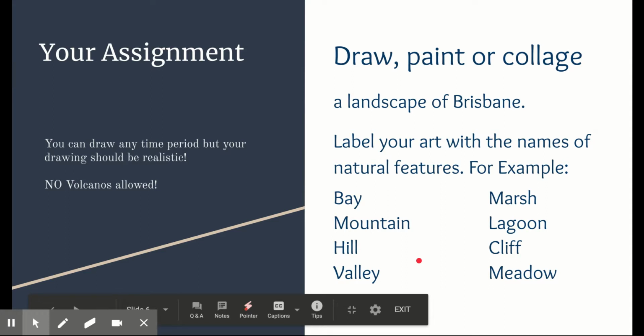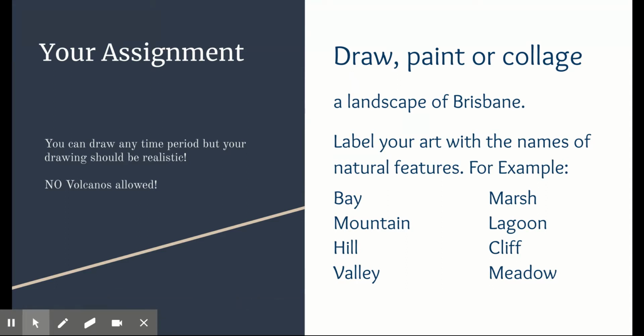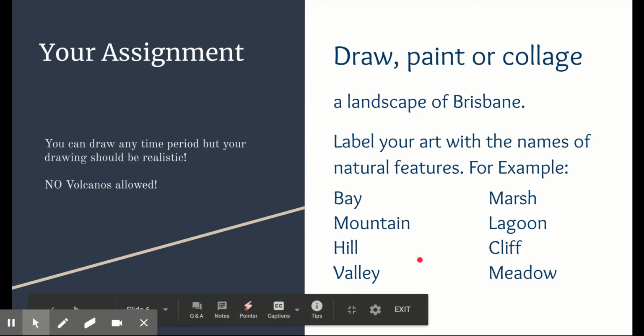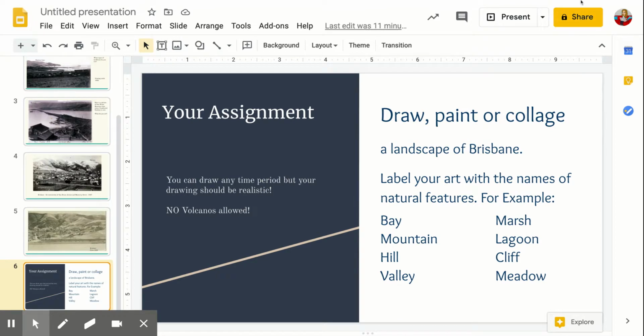This is your assignment. So I'd like for you to draw any time period, but your drawing should be realistic, meaning that you may not have volcanoes and dinosaurs or spacemen or any other made up thing. It should be realistic. You could make a painting. You could make a collage. And like I said, you should label your art with the names of all the natural features that you know. And I listed some here, but this is not all of them. This is just a few. So I hope you have fun with this project, and I can't wait to see your work.